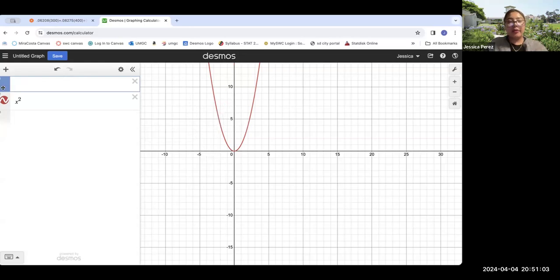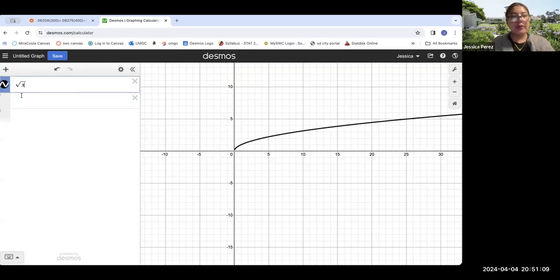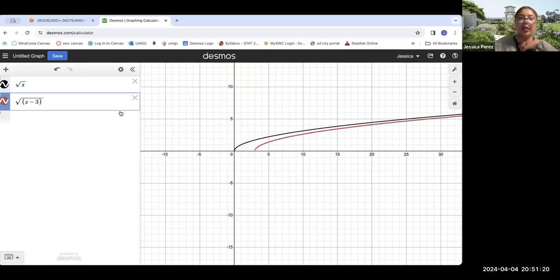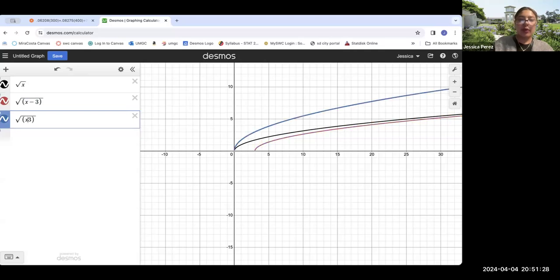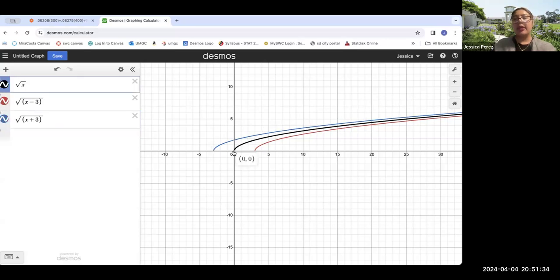We could apply it to another function, like the square root function. So if I have the square root of x versus the square root of x minus 3, on the inside I have to put parentheses, x minus 3. See how it moved 3 units? Sorry, to the right because of the minus. What if I do that, but now with a plus? Where will it go? It'll go to the left. See how the x values change from 0 to -3 because of this one, and a +3 because of the horizontal shift.